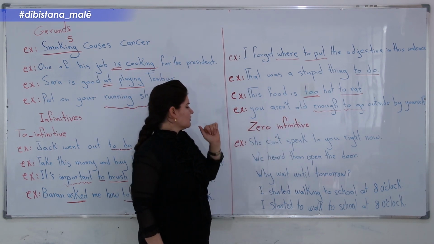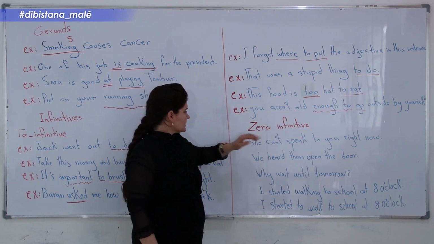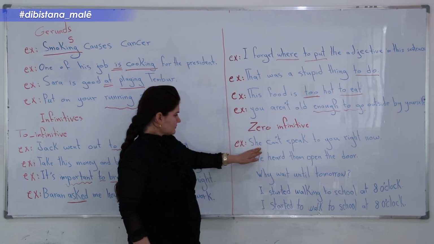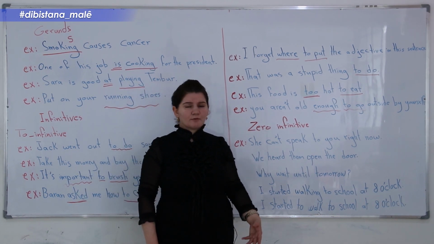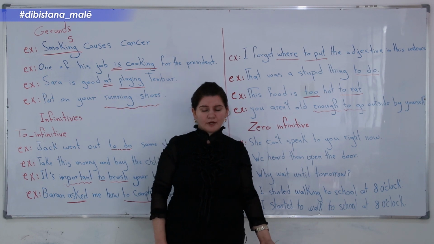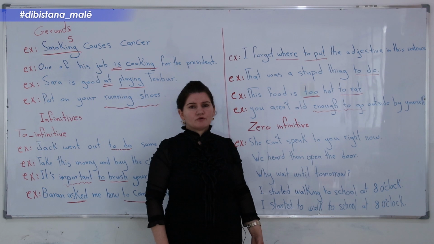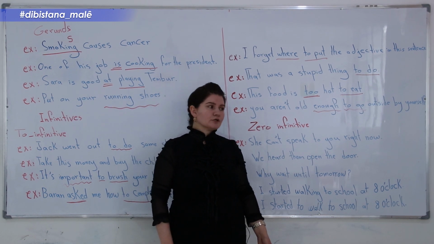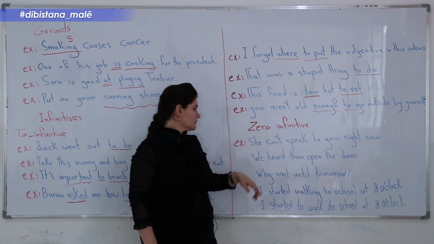We should use to infinitive. Now let's move to the zero infinitive. When we say zero infinitive, it's a normal verb, a verb without to, a base form. When we check a dictionary for the meaning of a verb, we look at the zero infinitive.